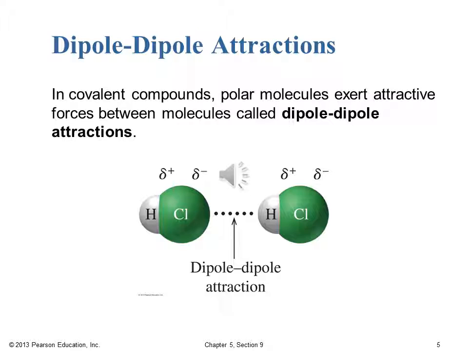So this allows for a fairly nice interaction, and it explains why polar substances generally have higher melting points and boiling points than nonpolar substances if all other things are equal.